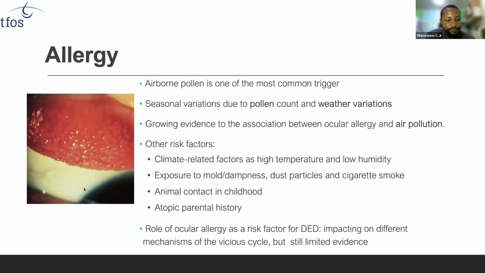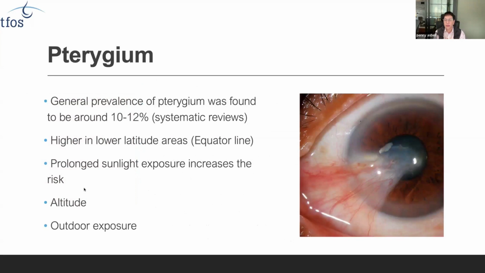So pterygium. Nice picture of a pterygium here in an adult. You can see they have a nice arcus here, probably an age-related arcus. Nice picture. Anyway, in general, the prevalence is found to be about 10 to 12%.